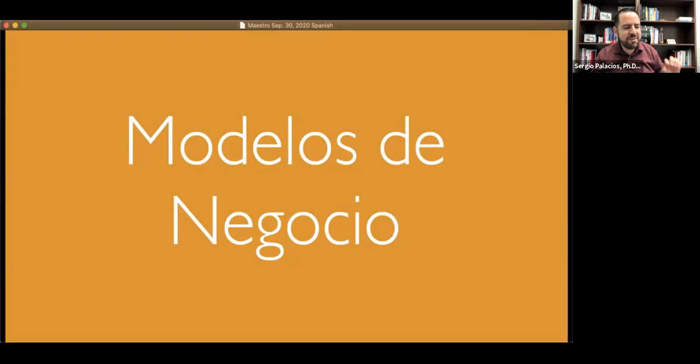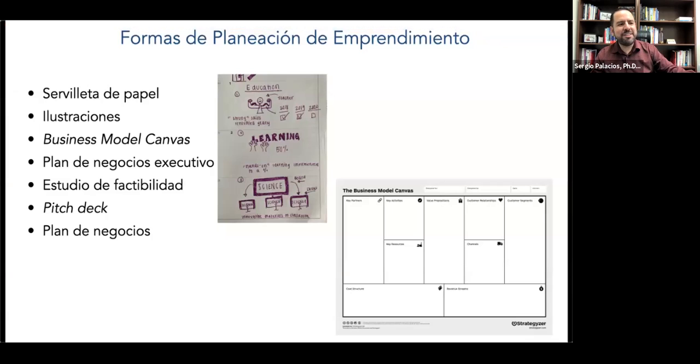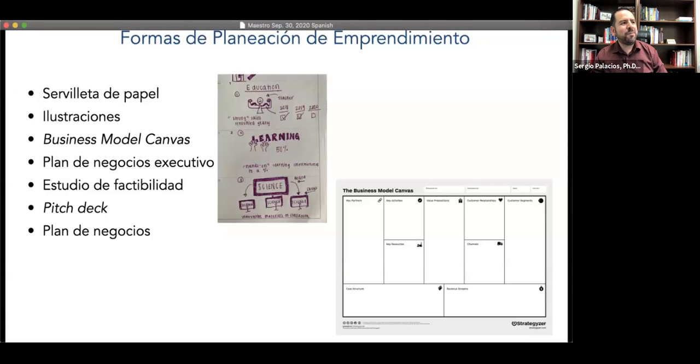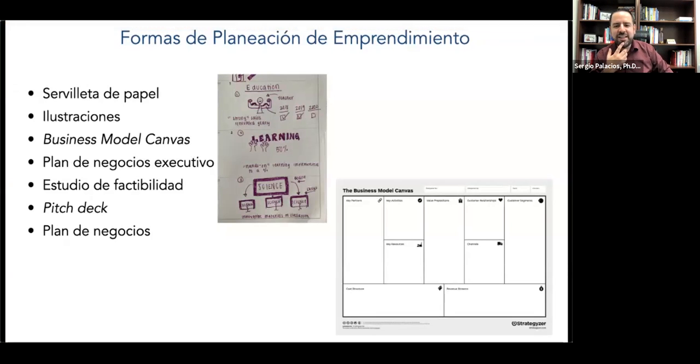Claro, vamos a hablar sobre modelos de negocio también. Quiero agradecerle a una de las estudiantes, a Susana, por permitirme compartir. Este es un sketch que hizo en una de nuestras clases. Entonces, hay maneras diferentes de administrar y planear emprendimientos. La más sencilla es una servilleta de papel.